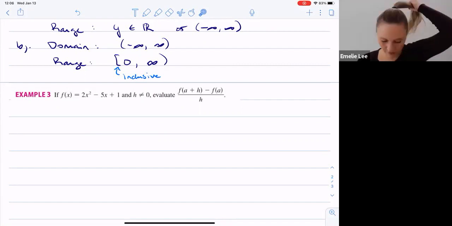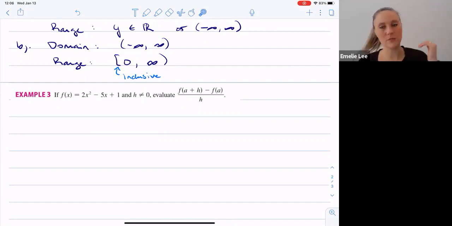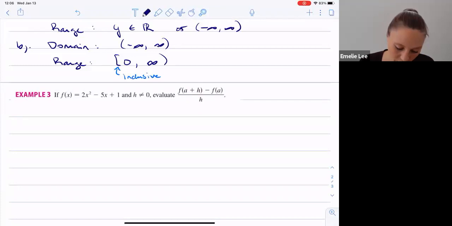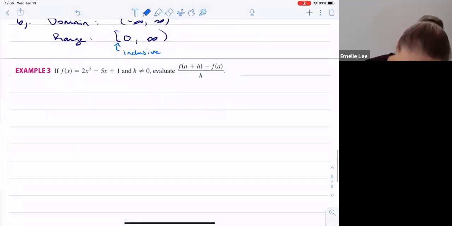So if f of x is 2x squared minus 5x plus 1, right, and h is not equal to 0, the only reason we have that here is, remember, we can't divide by 0, so we need to make sure that h is not equal to 0. We want to evaluate f of a plus h minus f of a over h. Now here I'll just make a note.